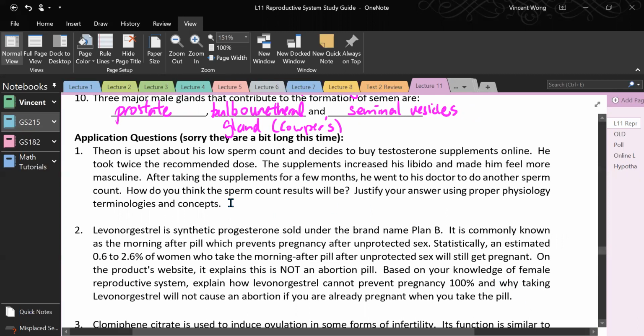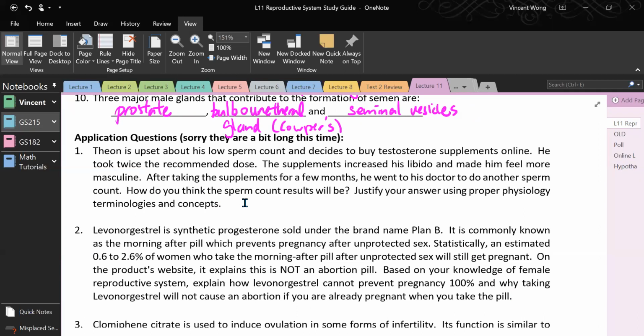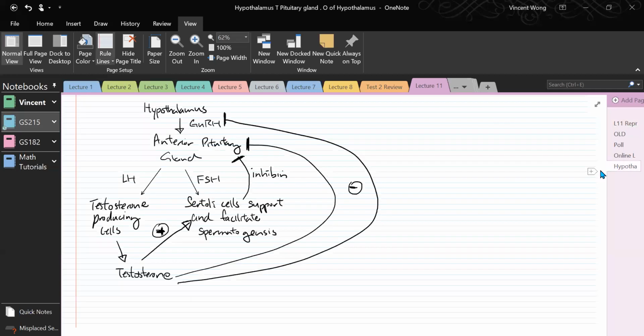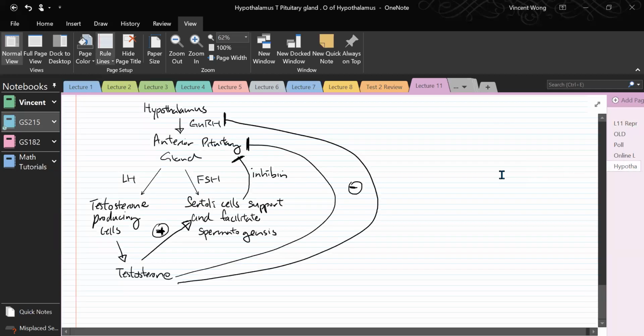Okay, Sierra thinks he's going to have low sperm count. Why is that? Jiang also thinks it's low. Why? Because he took too much. Yeah, that's pretty much it. He took too much. Now, if this was an actual test question, you would have to explain more, but it's okay. I get what you mean.